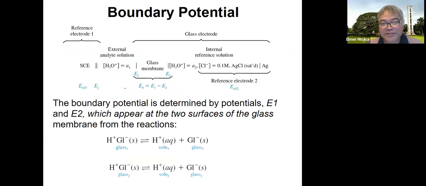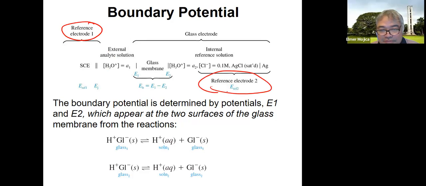If you look at the boundary potential, this is the same as what you have here: reference electrode 1, reference electrode 2. And what do we have here? We have subscript 1 and subscript 2. This is the one that appears on the two surfaces of the glass. This is the outer, and this is the one happening in the inner.